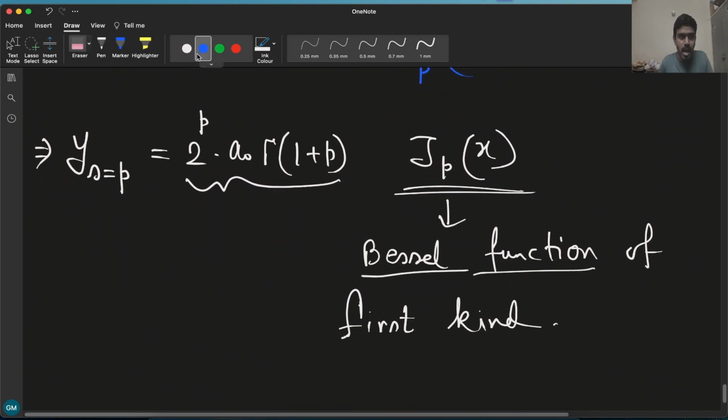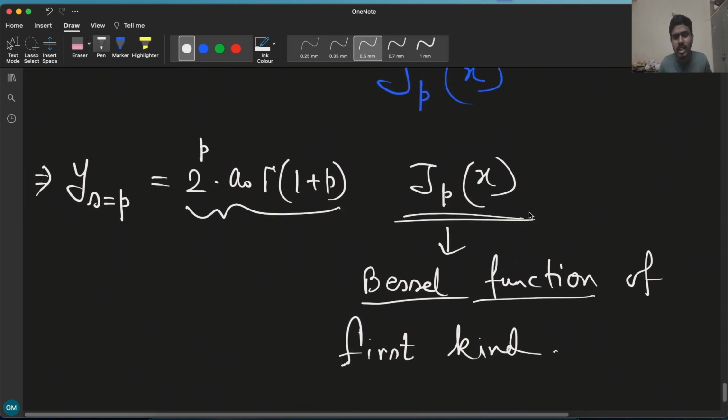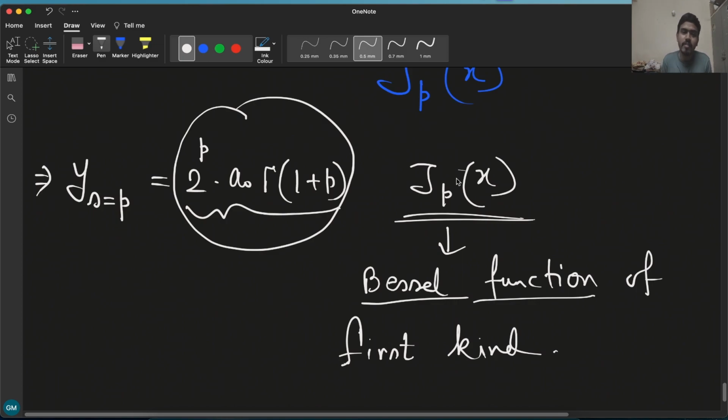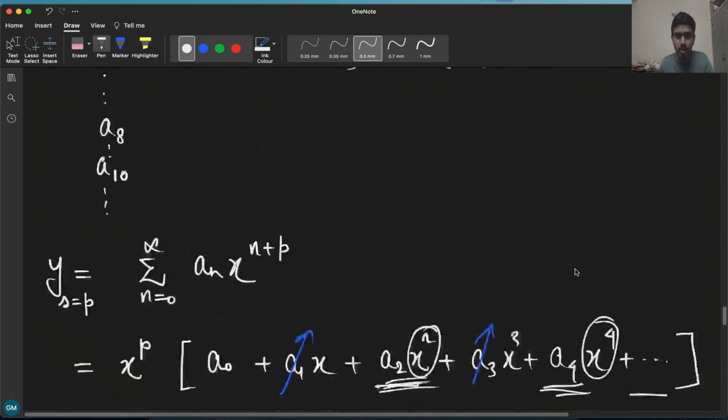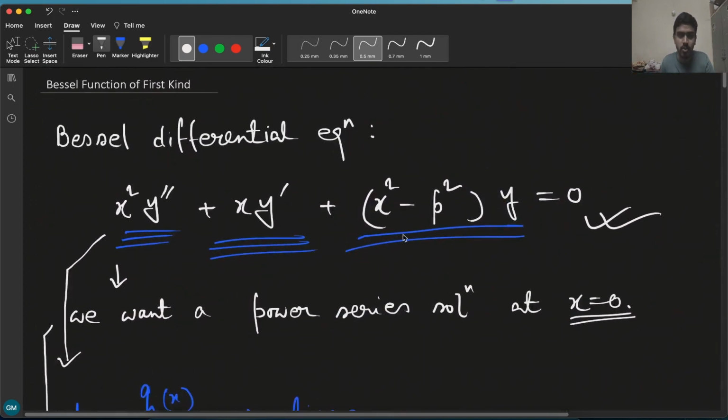And we can also say that this J_p(x) is a solution of the Bessel differential equation because it's a constant times the solution. If y is a solution, then any constant times y will also be a solution of the Bessel differential equation. It's very easy to check. You can just multiply by a constant and take it inside the derivative. You will see that it is also a solution.